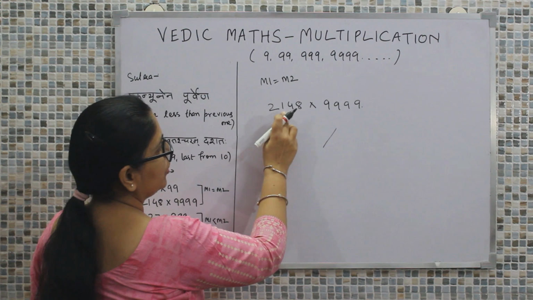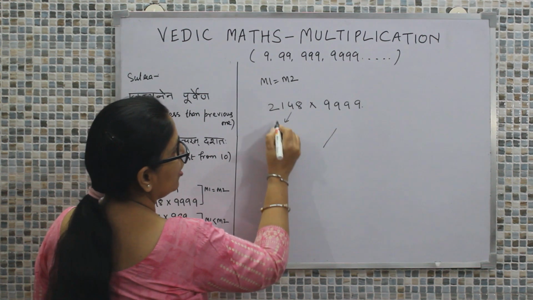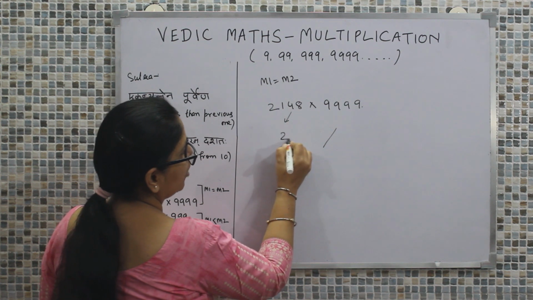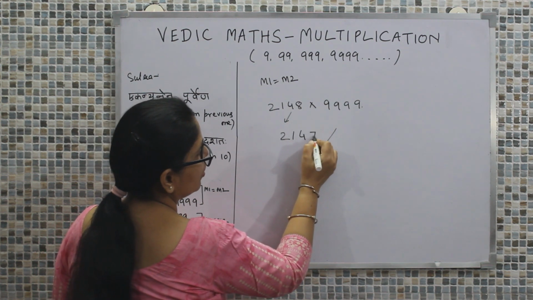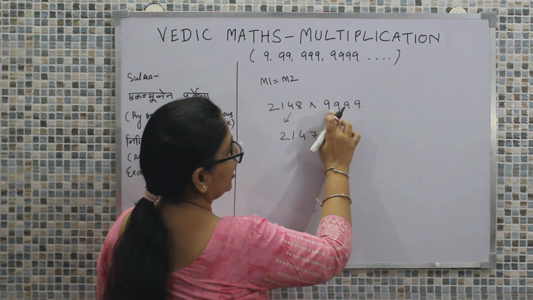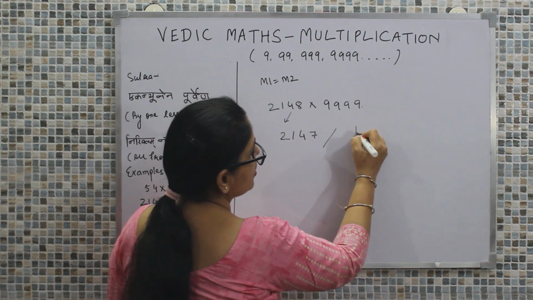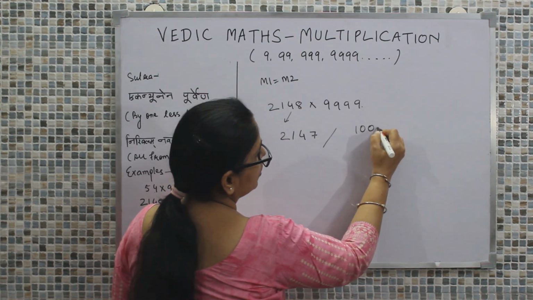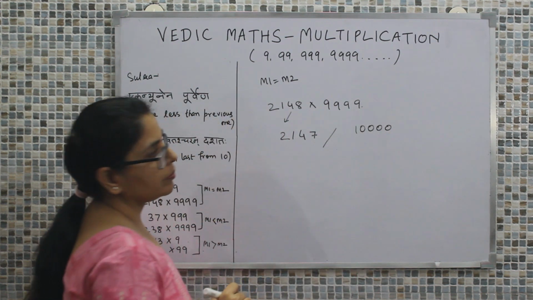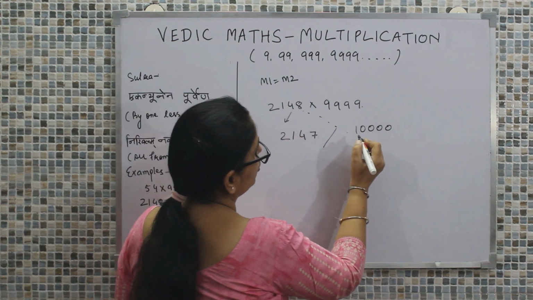Now what we need to do with the first value, we need to deficient it by 1. Simple. So 2148 will become 2147. Next, taking up the RHS part, we have 9999. It is closest to 10,000. Now simply subtract this value.